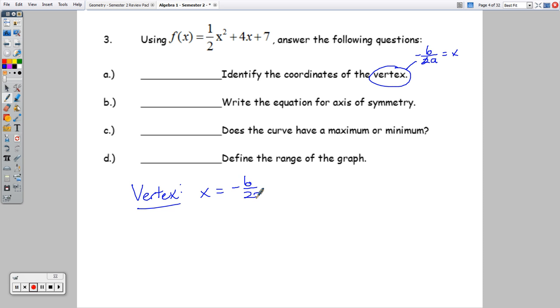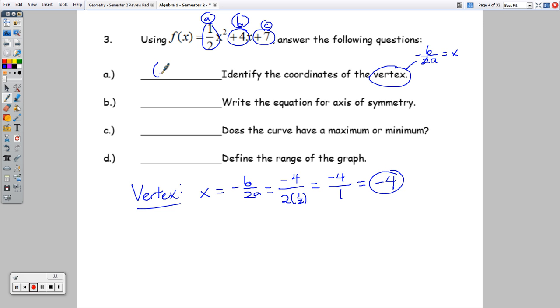The x value is negative b over 2a. A is right here, b is right here, and c is right here. So we're going to use those 3 values, and b is 4, so you'd have negative 4 over 2 times 1/2. That'd be negative 4 over 1, which would just be negative 4. So that's our x value of the vertex, so I could fill that in right here. And then take that, plug it back into the formula to get the y value of the vertex.